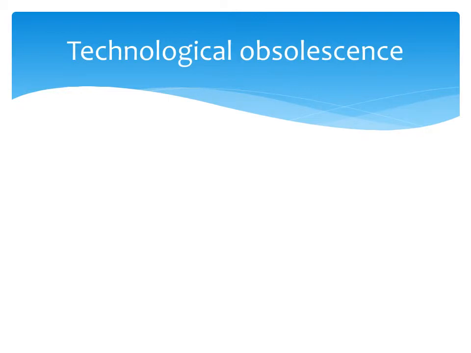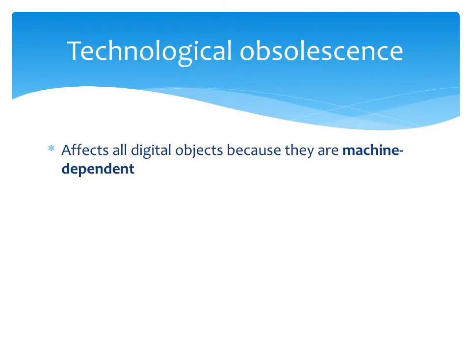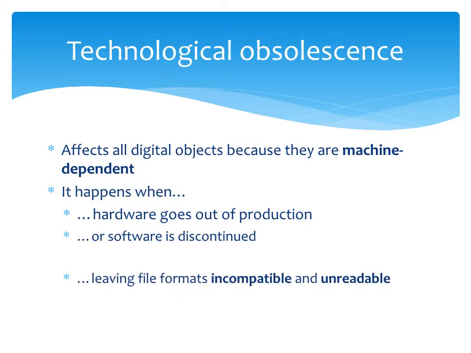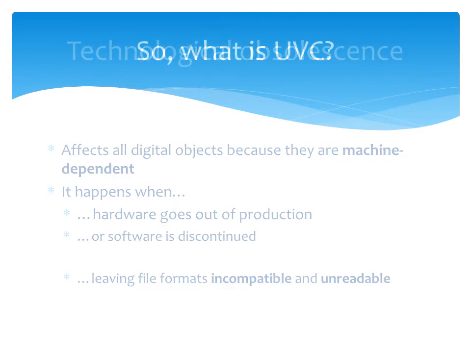Technological obsolescence affects all digital objects and materials as they are machine dependent. This means that when a certain hardware goes out of production, or a software is discontinued and no longer receives updates, we are left with incompatible and unreadable files, and that's why digital preservation is important. It can be carried out in numerous ways, and new methods are constantly being tested. UVC is just one of these methods, which we will now look at in closer detail.